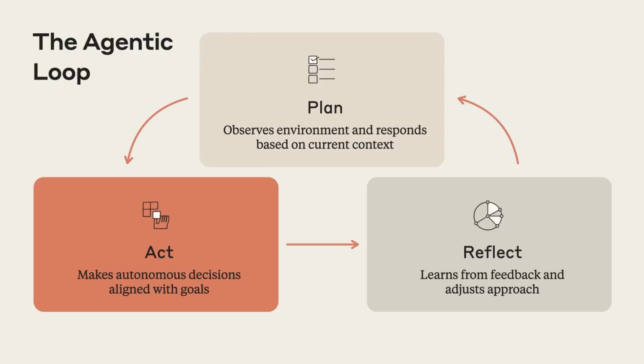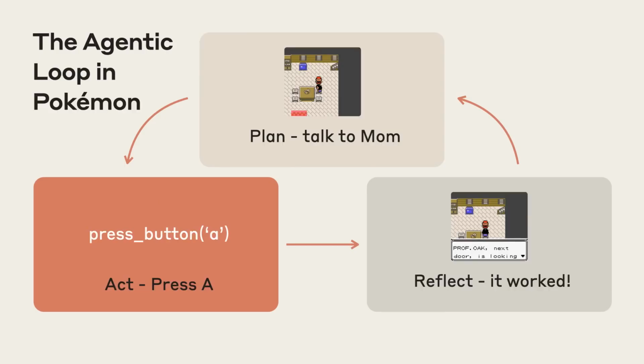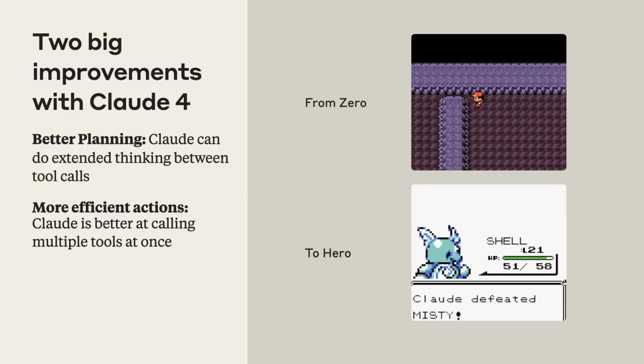In an agentic loop, the model will plan an action, act on whatever that plan was, learn something from what it saw, and then repeat that until it's accomplished its goals. In Pokemon, it might say, I'm going to try to talk to my mom right now. The way it would do that is I'm going to press A, and then it will reflect, see the dialog box come up, see it worked, and keep going with its job to play Pokemon.